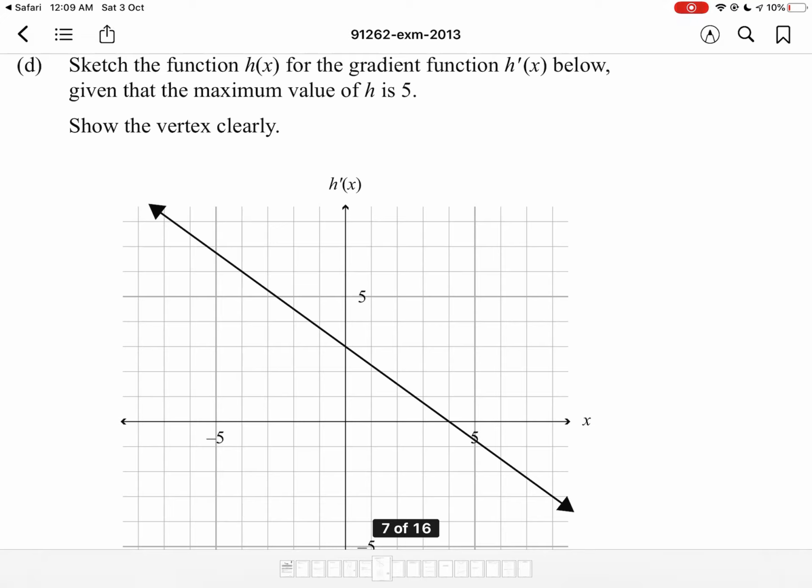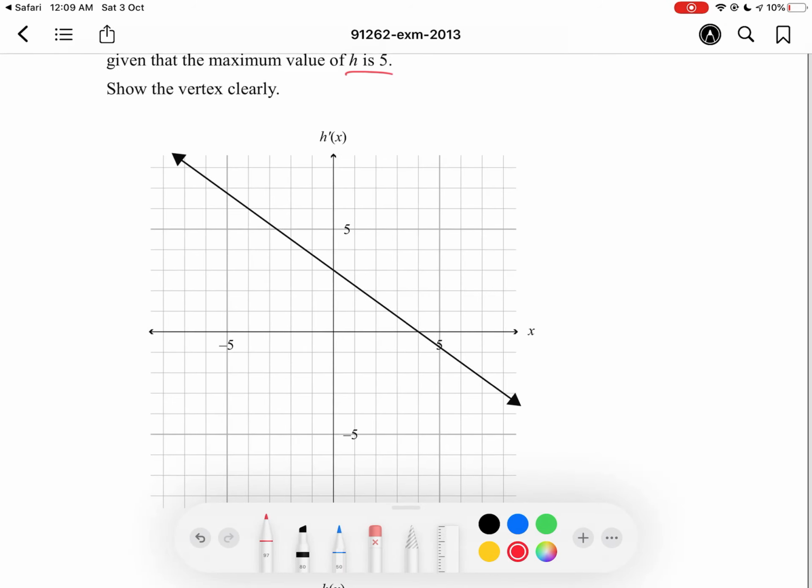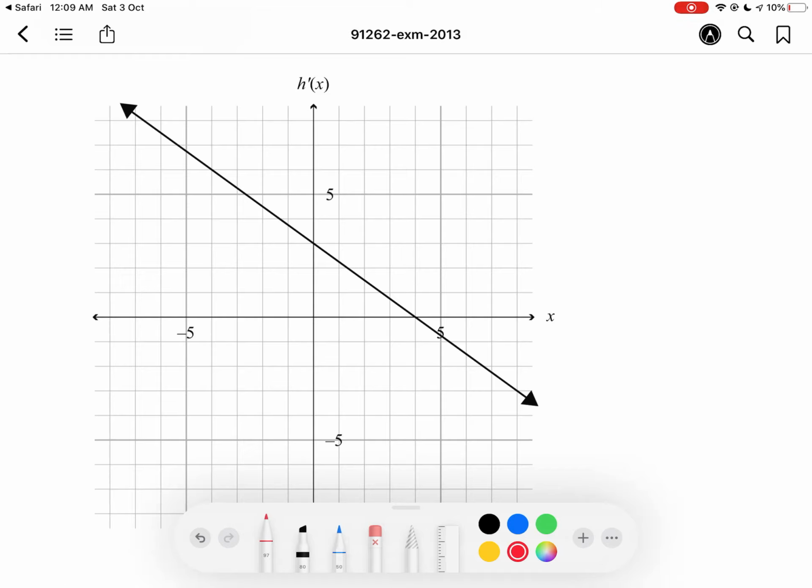Sketch the function h of x for the gradient function h dash of x below, given that the maximum value of h is 5. Okay, so the maximum value of h is 5, and we need to show the vertex clearly. Right, so this is our gradient function. Remember in our first question, we were going from our original function down to our gradient function. So now we're going to be doing the opposite way around. We're going from our gradient function back to our original equation.